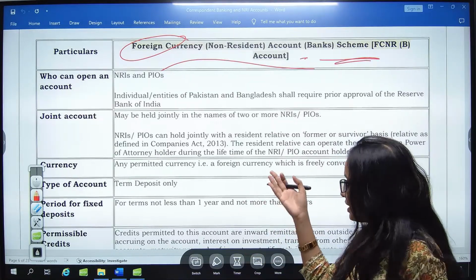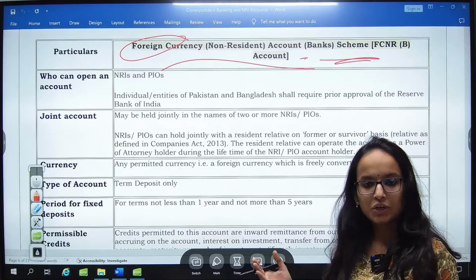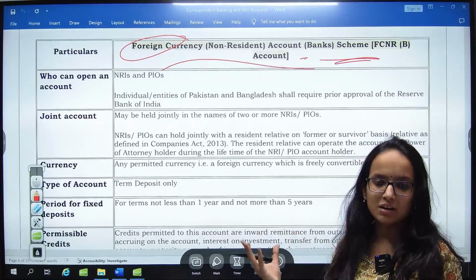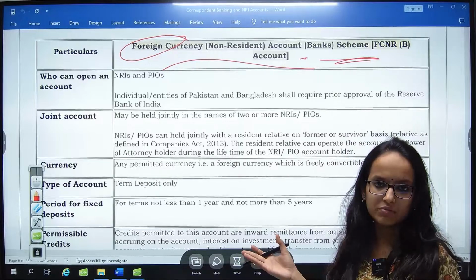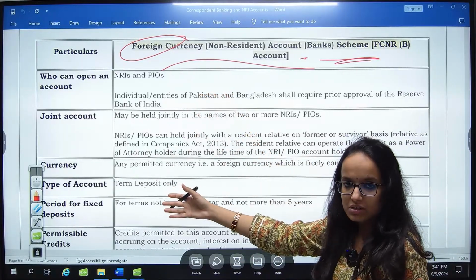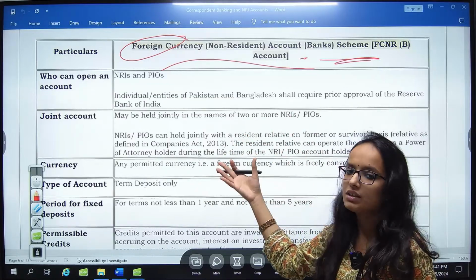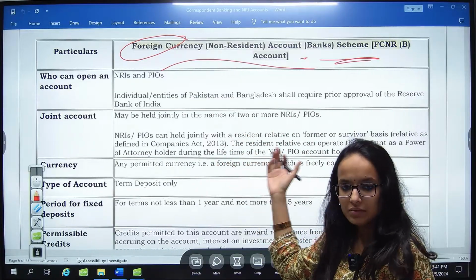Also try to compare the provisions of one account with the other. Try to contrast them so that you will be able to retain these features for a longer period of time. So let's see what all are the particulars, what is allowed, what is not allowed under the FCNRB account, another type of our NRI account, clear?